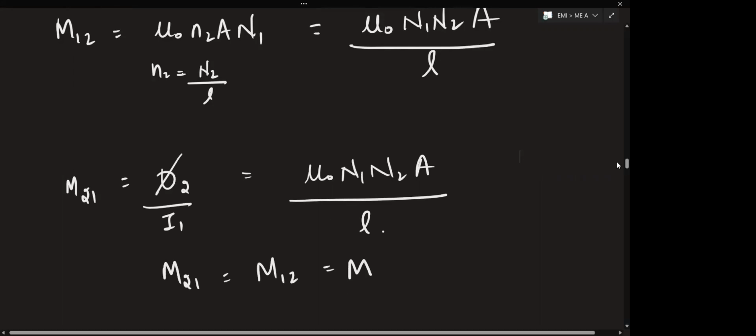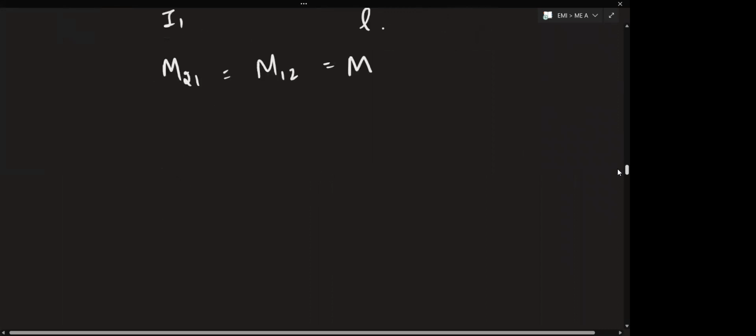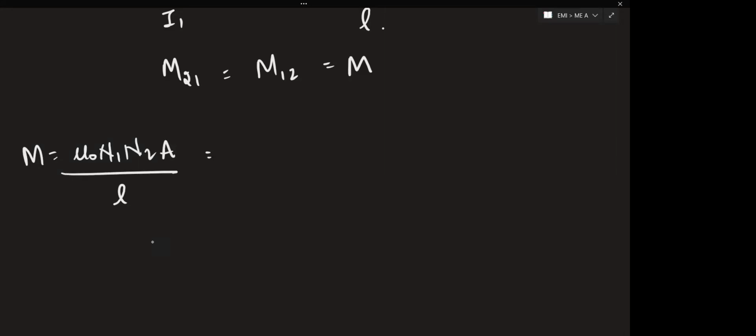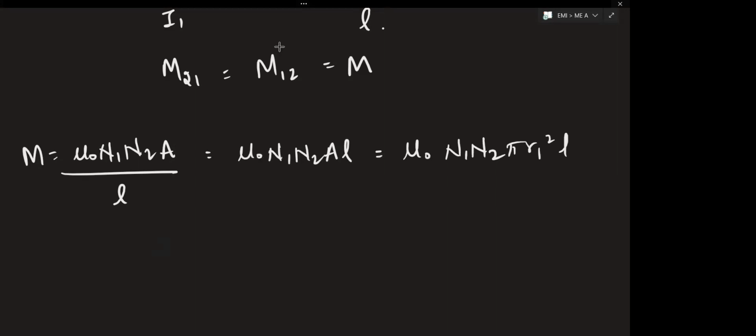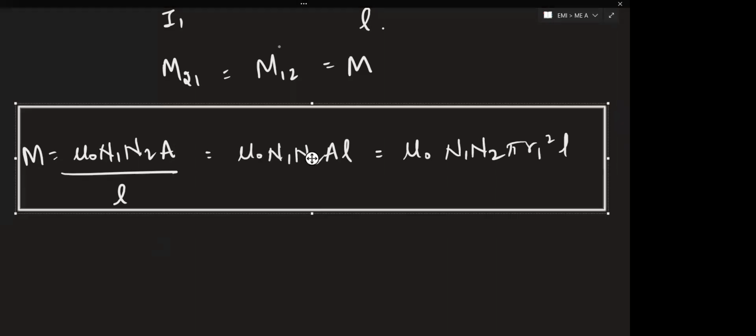Now, you can further modify this formula also. Main formula is this only: mu naught N1 N2 area divided by the length. You can multiply and divide it by L. So this becomes mu naught N1 N2 area into L. Or you can even write the area, whichever coil is asked, N1, N2, pi R1 square, pi R2 square, whatever is required. So this also you can use. So this becomes the formula of the mutual inductance of the two coils.